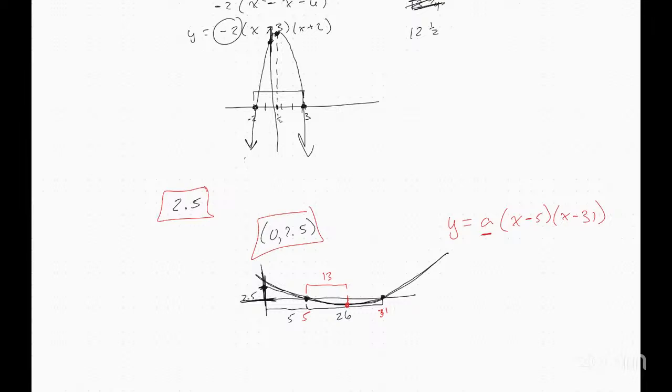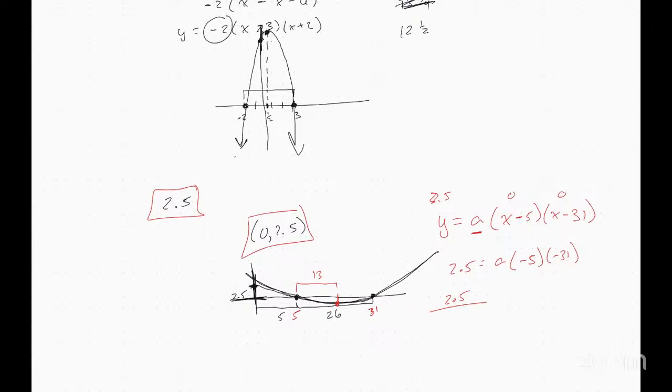So that's what we do. 2.5 equals a times -5 times -31. So a is 2.5 divided by 31 times 5. That's some crazy number, so I'm just going to write it like this. The numbers are weird in this. I'm just assuming that's what we're dealing with, but you're going to get some weird number for a, right?